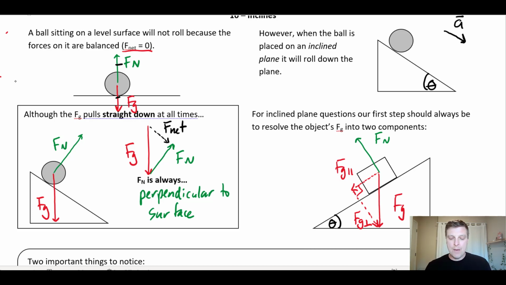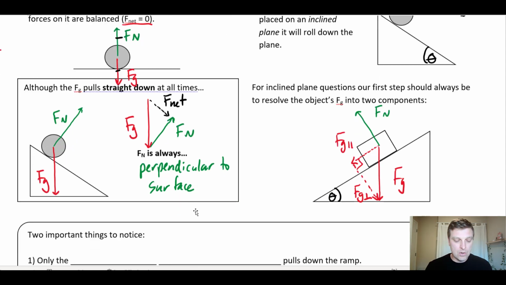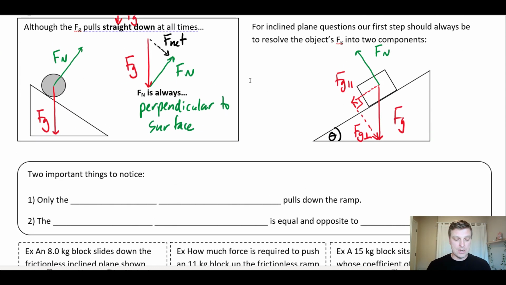So basically I'm saying, how much of gravity is down the ramp, and how much of gravity is straight into the ramp. And you might be able to picture from this that as the ramp increases in angle, those two components are going to change. When the ramp is very flat, most of the gravity would be in the perpendicular direction, and as the ramp gets steeper and steeper, more of gravity is in the parallel direction. So there's two things I hope you notice from this picture right here.